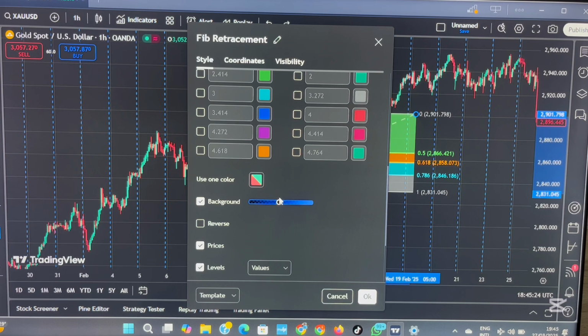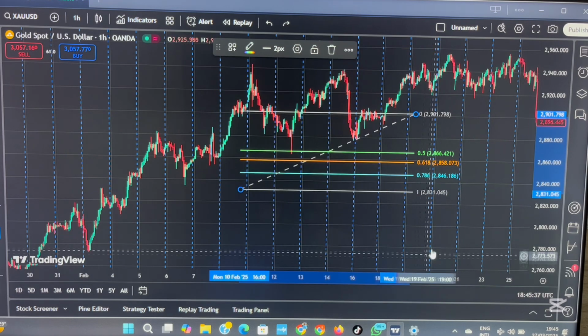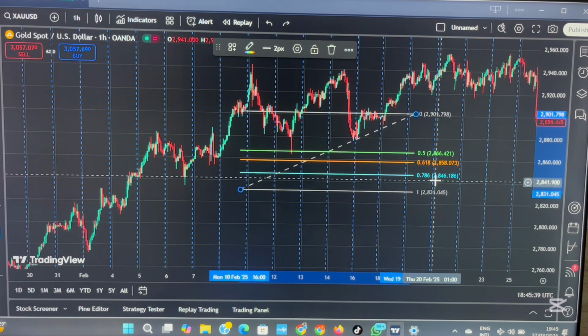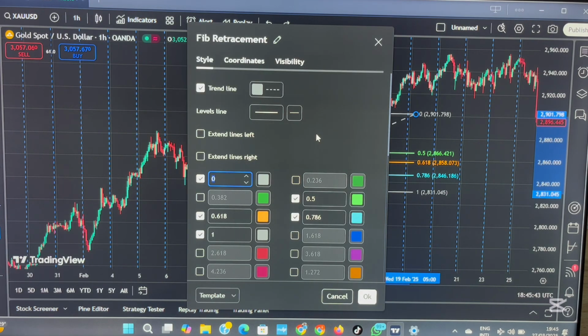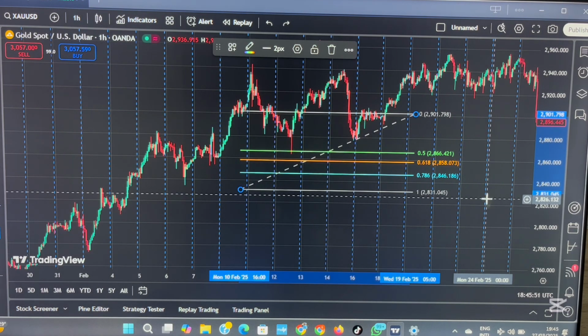So if you don't like the color, all you need to do is drag this background all the way down. But if you like it, you can let it be like this. But I don't like it, so I drag mine all the way down. And you should have your Fibonacci retracement looking like this. If you want your setting to be like mine, take a screenshot or a picture of this and set yours exactly like mine.